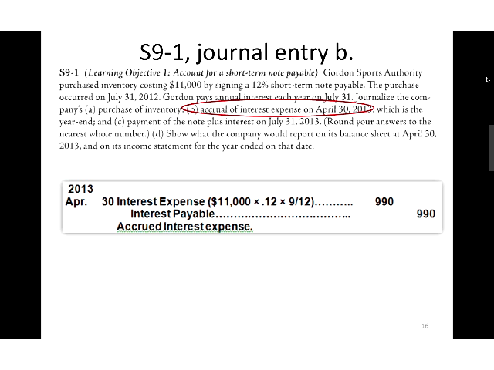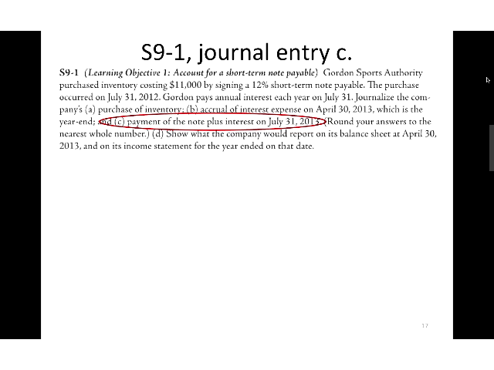Now we'll need this journal entry, I think, in the next journal entry too. So we'll see it again. Now we go on to entry C. Entry C says payment of the note plus interest on July 31st, 2013. So this is a year after we signed the initial note. We're paying the note off. And this entry, I'm going to put it up here. I'll let you write it down, and then we'll talk through where all these numbers come from.